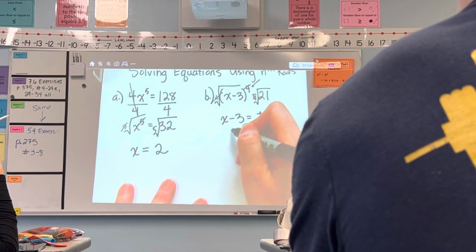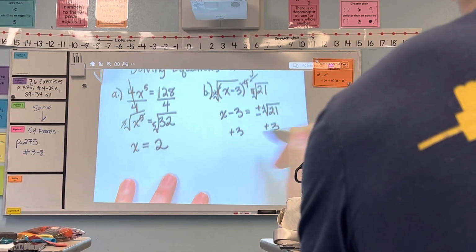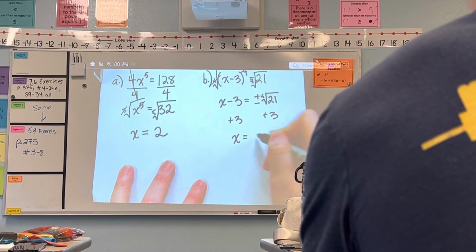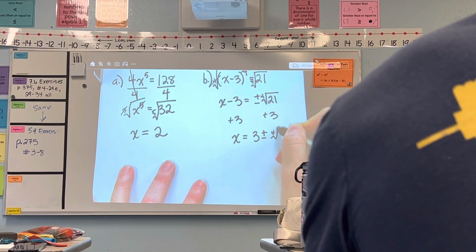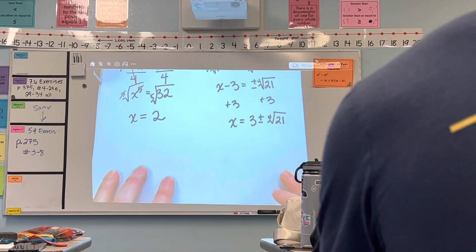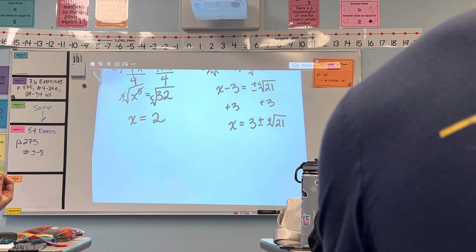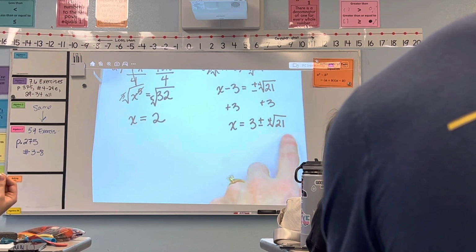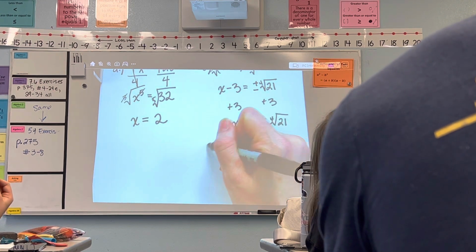Now we're trying to isolate x, so we add 3. Oh my goodness, this is going to be really icky looking. This is 3 plus or minus the 4th root of 21. Ew. This is a very exact answer. You could also round this if you're not looking for something exact.